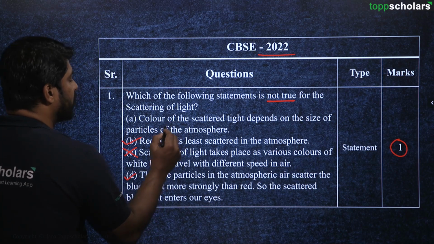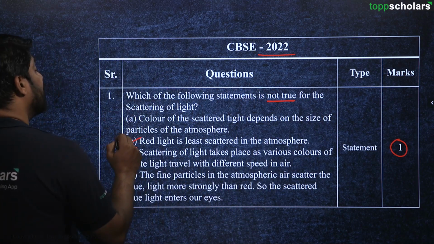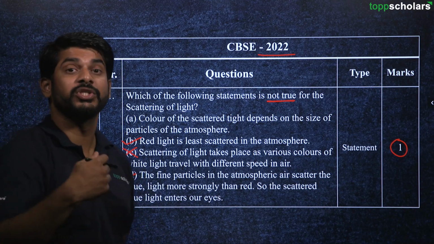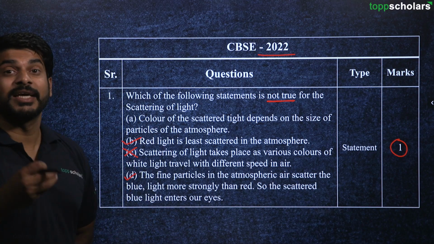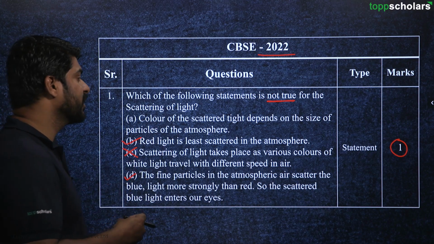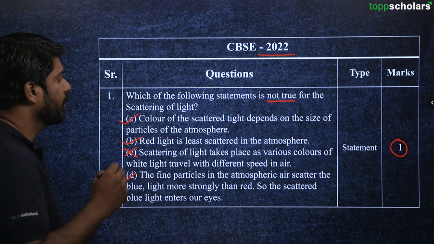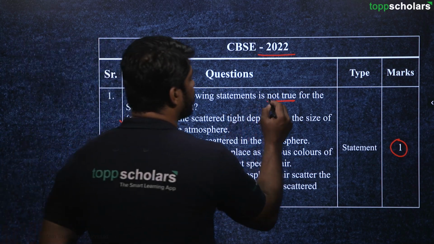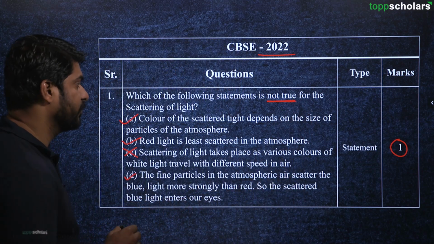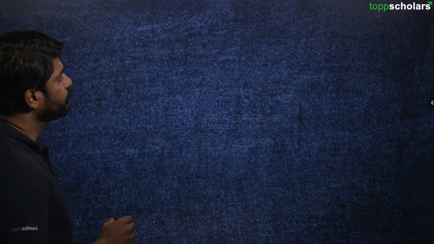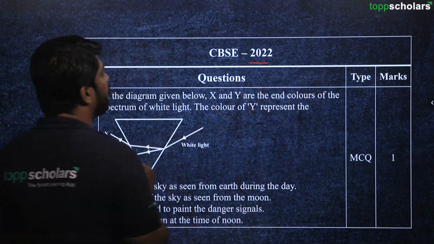But if you look at this one, color of the scattered light depends on the size of the particles of the atmosphere, which is true. Basically, scattering depends on the size of the particles itself, isn't it? Okay, so that means this option C is the correct option, or we can say it's a not true statement. That means it's a false statement. Okay, moving on to the next question from the same year 2022.